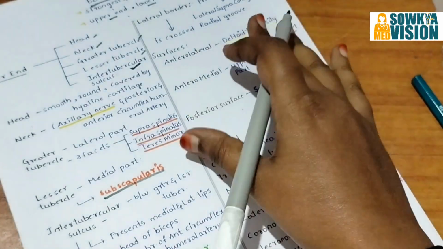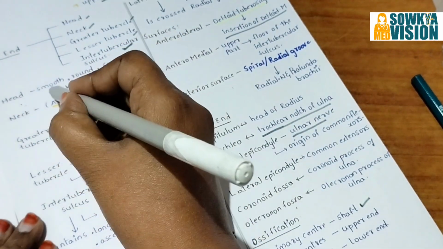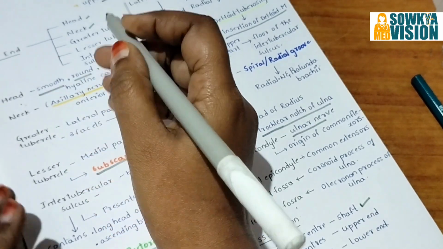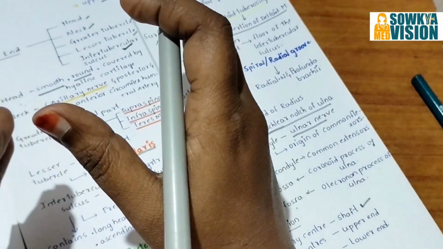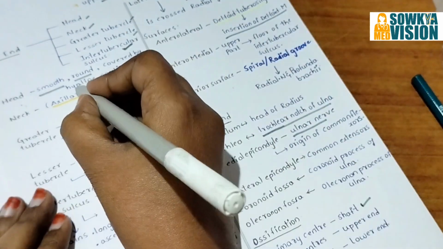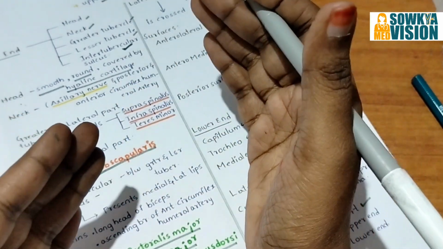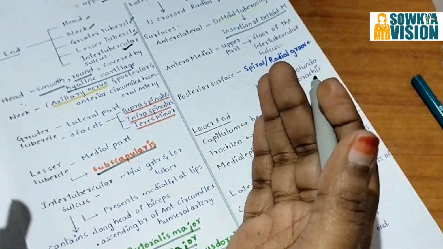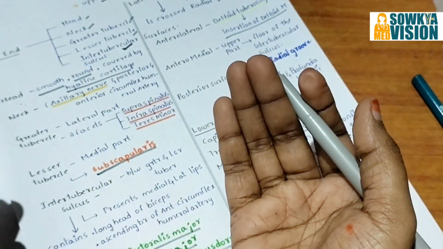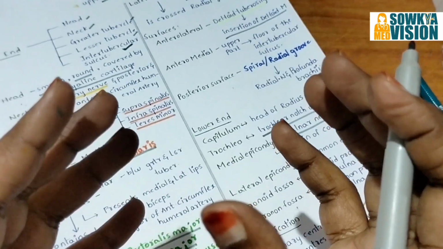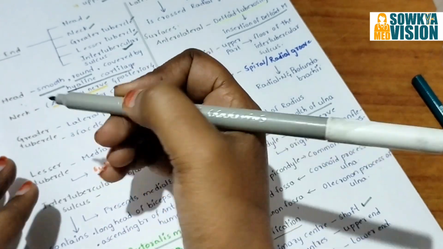Now the head part of the upper end is smooth and rounded. It forms one third of a sphere and is covered by hyaline cartilage. Why? As we know, any joint articulation surfaces are lined by hyaline cartilage. The head of the humerus is involved in the formation of the shoulder joint, hence it is covered by hyaline cartilage.